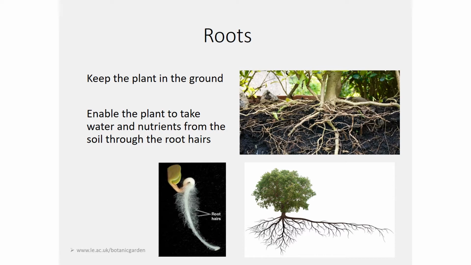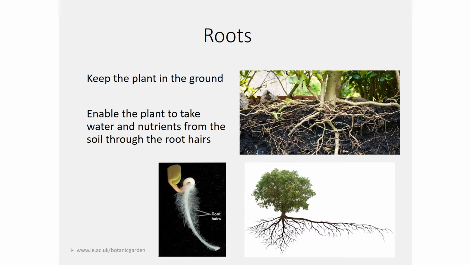I will start by looking at the different parts of the plant and explaining how these help. Roots are usually underground, but sometimes parts of them come above the ground. They keep the plant in the ground and enable the plant to take water and nutrients from the soil through the root hairs.